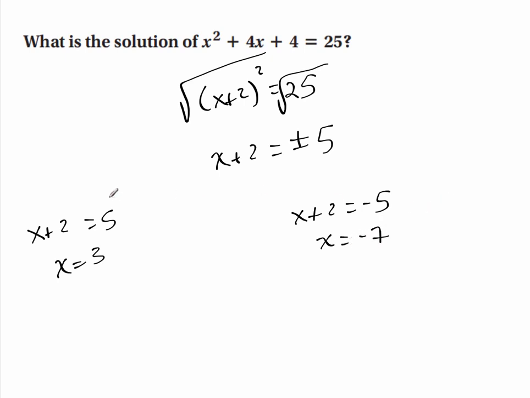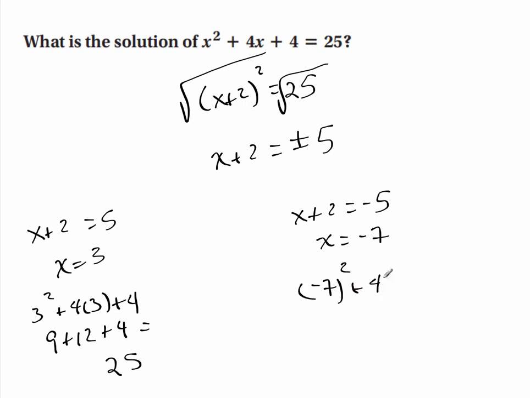You do need to check these. So 3 squared plus 4 times 3 plus 4 is 9 plus 12 plus 4, which is indeed 25. For this one, negative 7 squared plus 4 times negative 7 plus 4. So this is 49 minus 28 plus 4, and this is indeed 25.